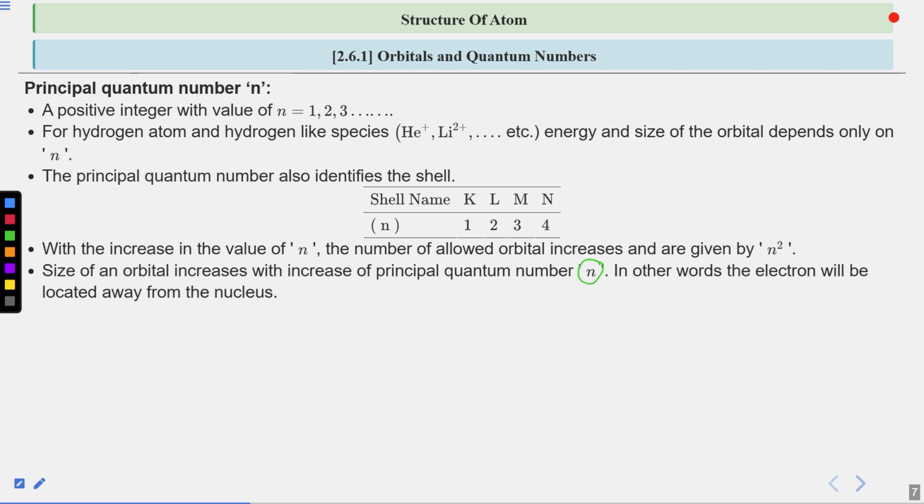So if the electron is present in the first shell, it will be closer to the nucleus. If it is present in the second shell, it will be farther from the nucleus, and it will go farther and farther if it is present in a greater concentric circle.